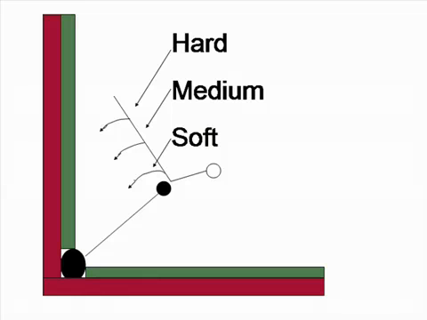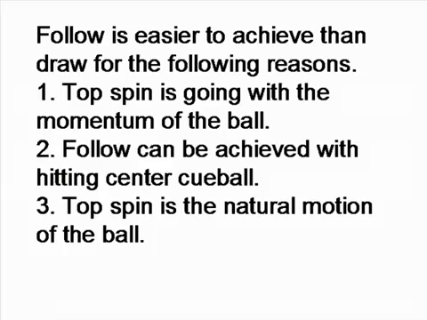How high the cue ball is hit also affects its path of divergence. The higher the hit, the sooner it diverges from the tangent line. Follow is easier to achieve than draw for the following reasons. One, topspin is going with the momentum of the ball.